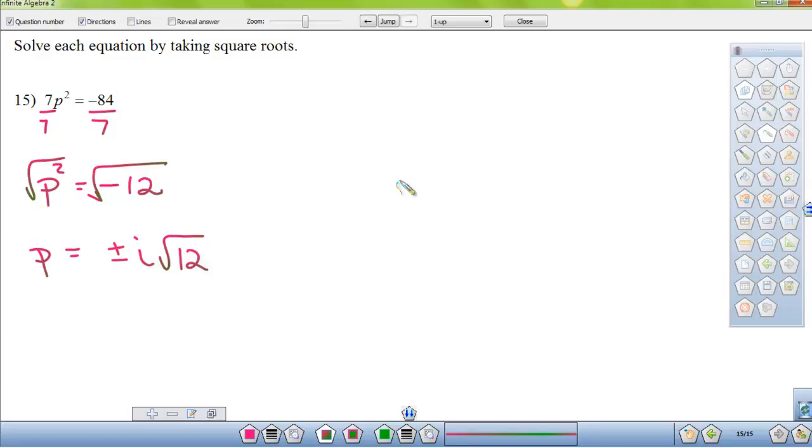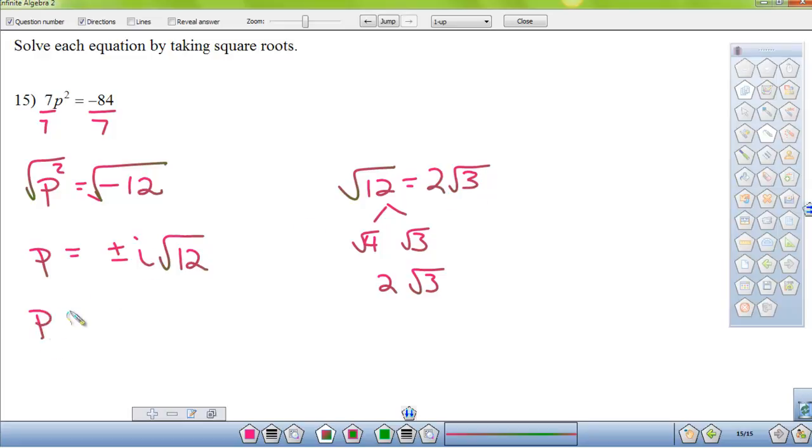And once again, that 12 has a hidden square root in it, which is the square root of 4 times the square root of 3. And we're going to trade that square root of 4 out for a 2. And so the square root of 12 is equivalent to 2 times the square root of 3. We've already got that i there. So our answer is going to be plus and minus 2, let's stick that i back in, times the square root of 3. And those are your two answers. And that concludes the video and the exam review.